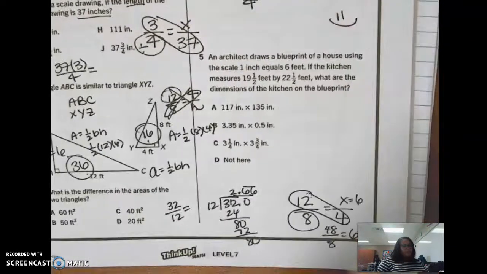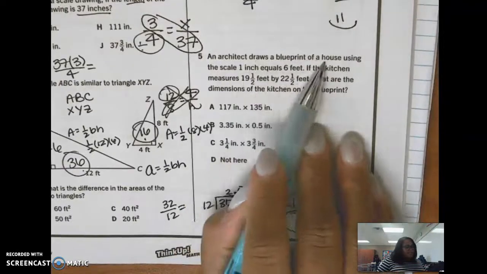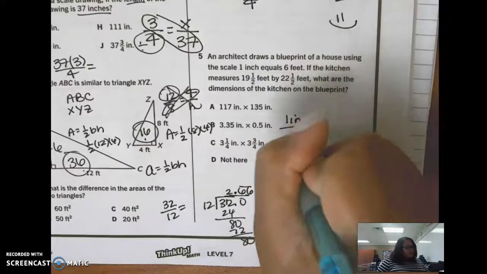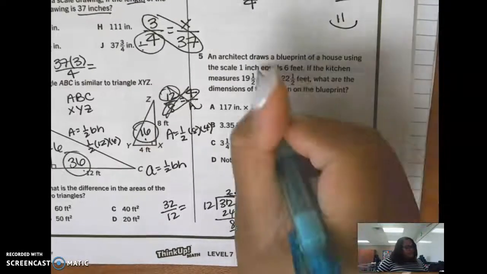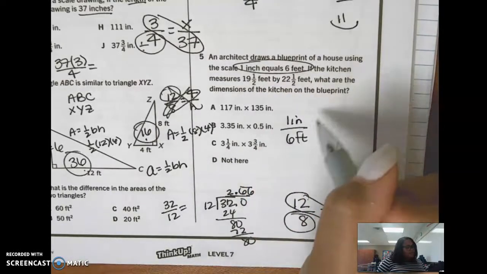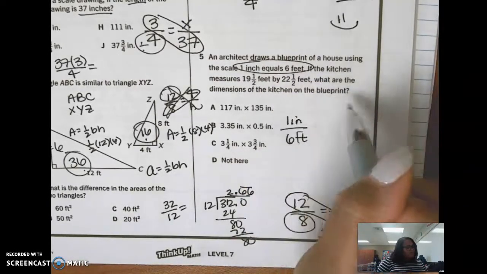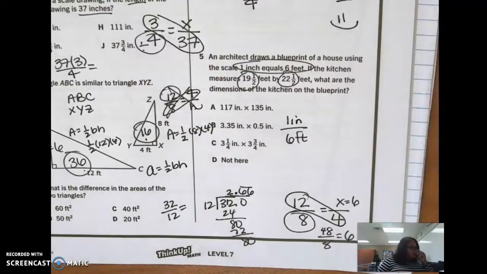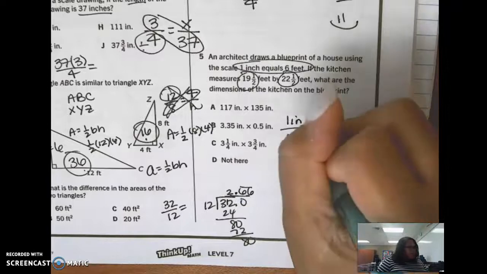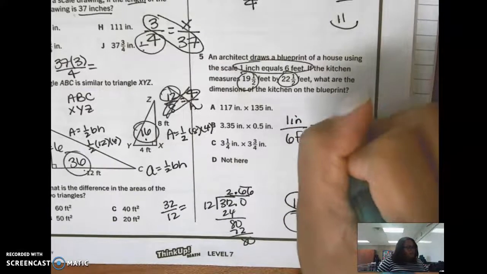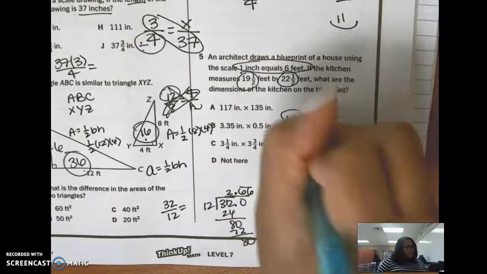Okay, one more for real. An architect draws a blueprint of a house using the scale 1 inch equals 6 feet. If the kitchen measures 19.5 feet by 22.5 feet, what are the dimensions of the kitchen on the blueprint? So I could use either of these, 19.5 or 22.5. And I will use 22.5. 22.5 feet and X. I will cross multiply and then divide.